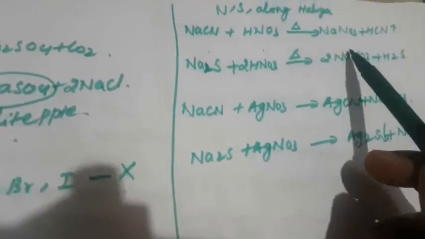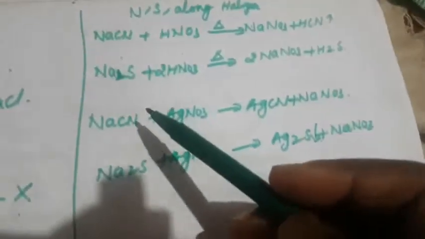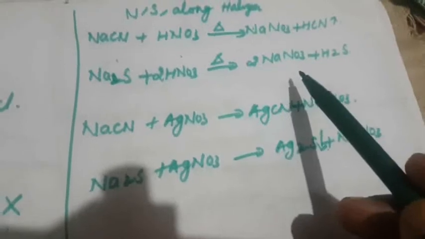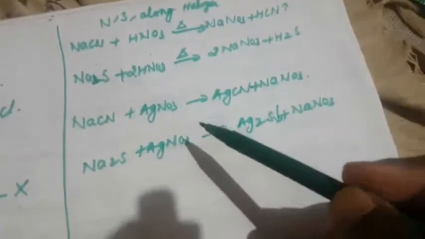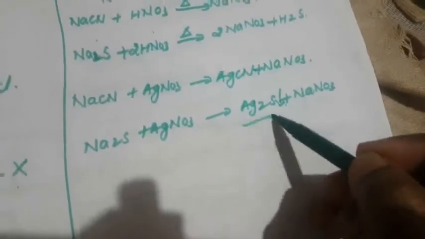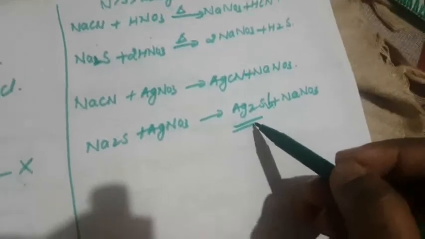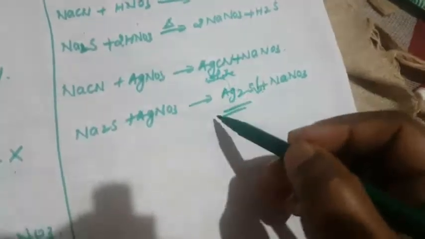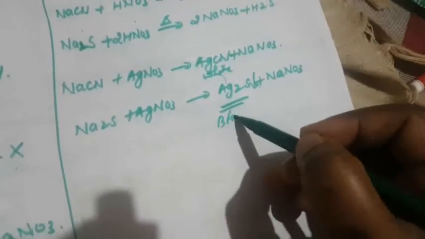First the sodium cyanide reacts with nitric acid to convert into sodium nitrate. Again sodium sulfide with nitric acid forms sodium nitrate. Sodium cyanide with silver nitrate forms silver cyanide and sodium nitrate. Again sodium sulfide with silver nitrate forms silver sulfide. So these are formed as precipitates. This is a white precipitate, this is also a white precipitate, and this is a black precipitate. Okay, so that's all about this test for halogens.